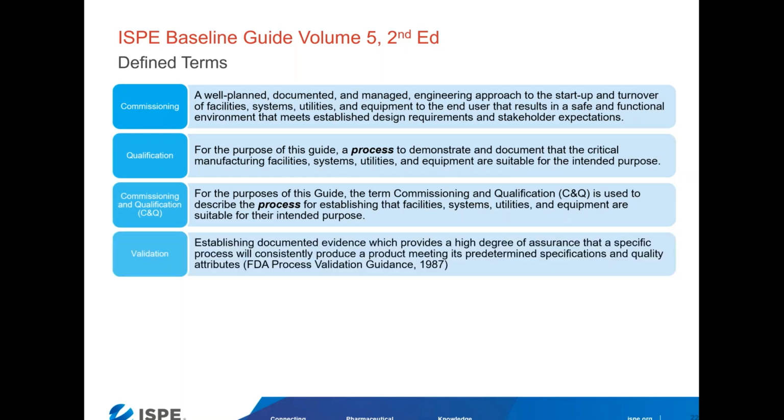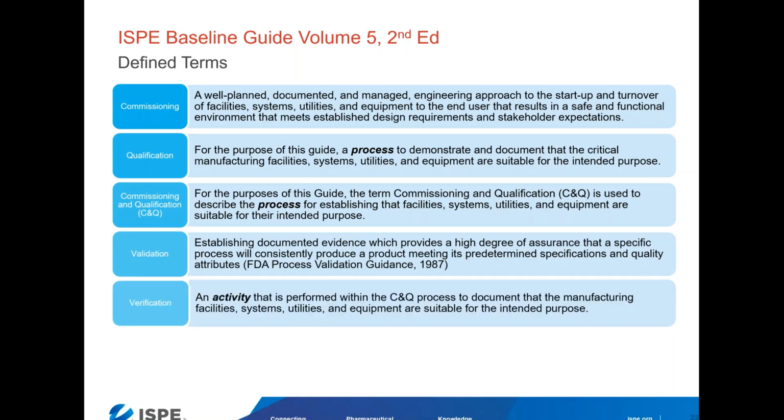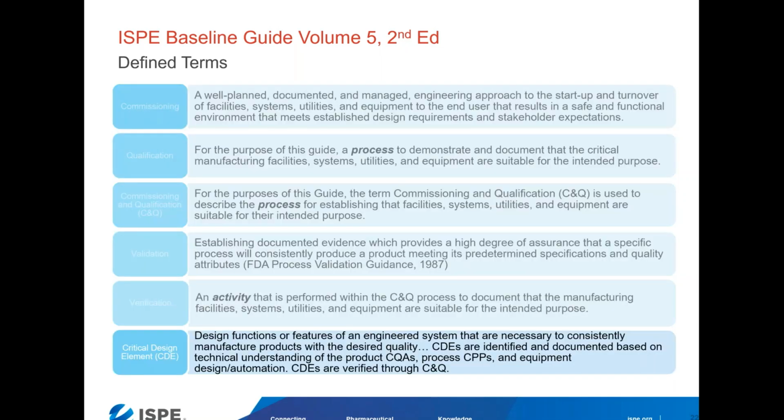Validation is the standard definition of validation. Verification is an activity within the integrated C&Q process that documents fitness for purpose. So essentially, it's any testing or documentation activity within a C&Q process. And finally, the revised guide introduces a new term, critical design element, and I will explain how that fits into the application of the QRM principles momentarily.